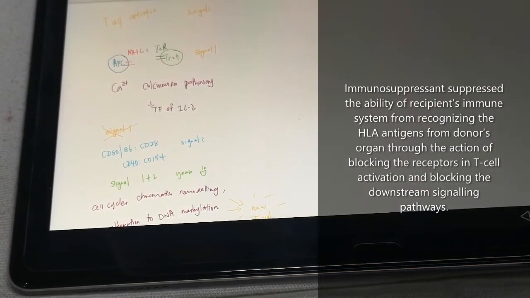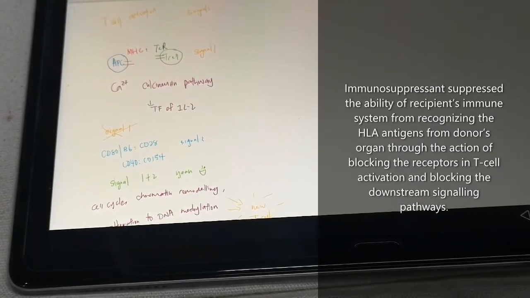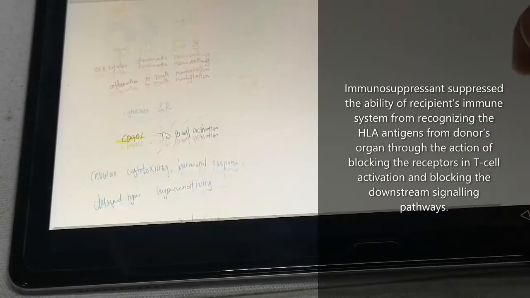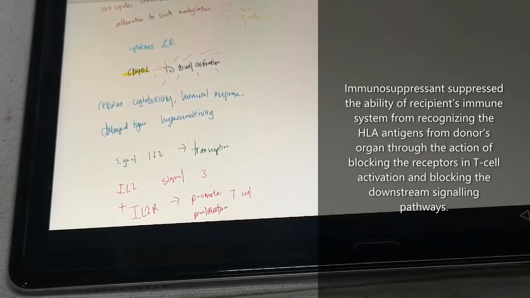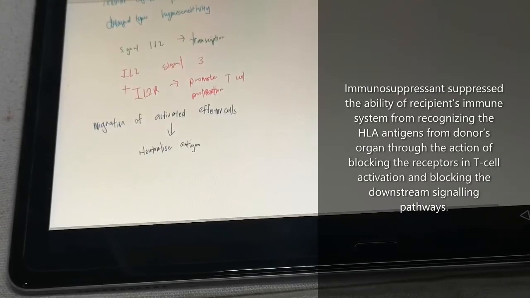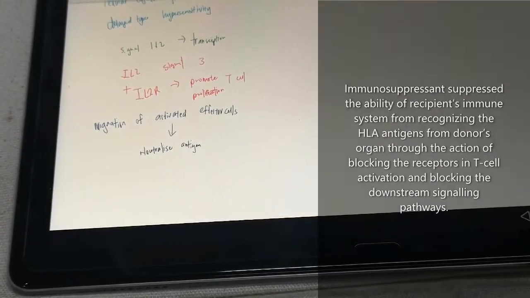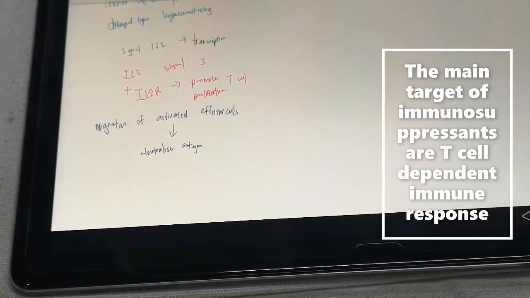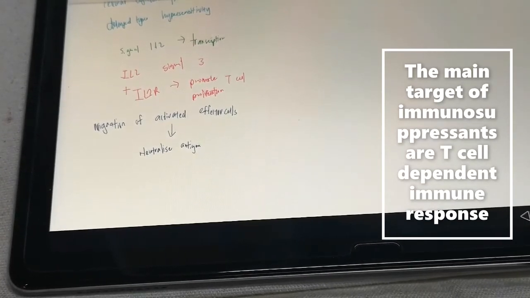What is an immunosuppressant? Immunosuppressants are drugs that suppress the ability of the recipient's immune system to recognize the HLA antigens from the donor organ, by blocking the receptors in T-cell activation and blocking the downstream signaling pathway. The main target of immunosuppressants is the T-cell dependent immune response.